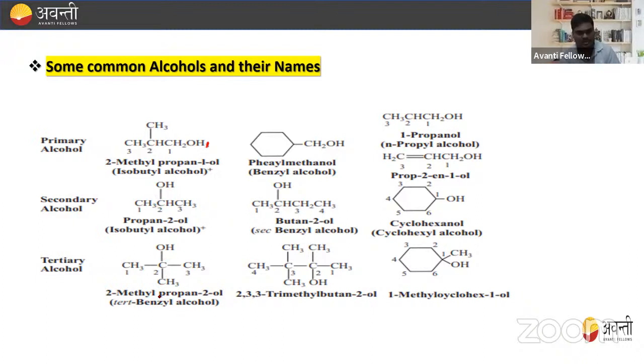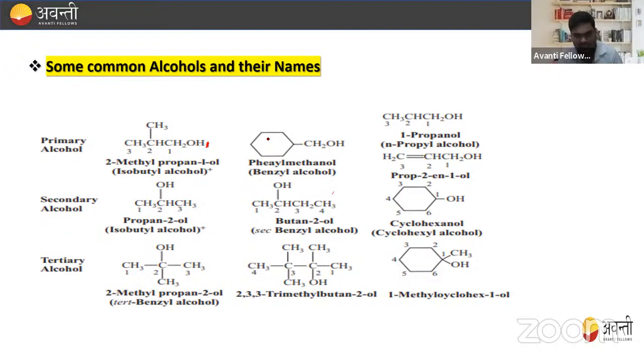So we can write its name as 2-methylpropan-2-ol, or we say tertiary butyl alcohol. This is also known by the common name isobutyl alcohol, right? Now, similarly, if I'm talking about this, it is termed benzyl alcohol, or we say phenylmethanol. So this is known as benzyl alcohol.